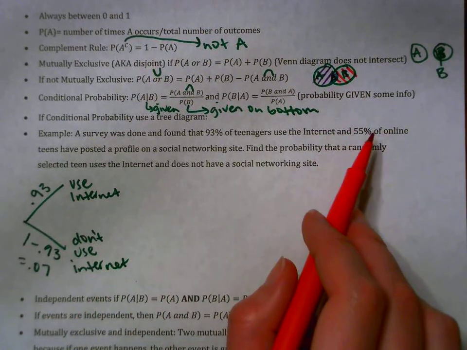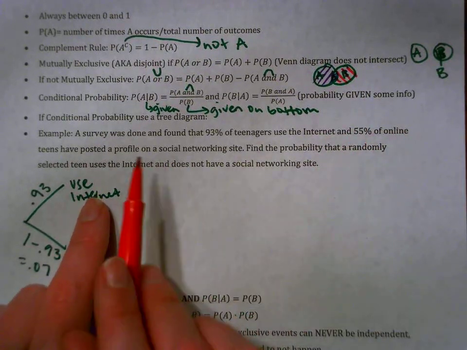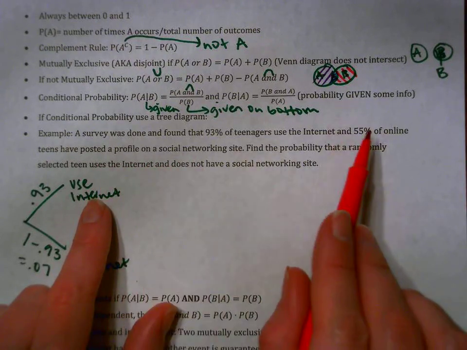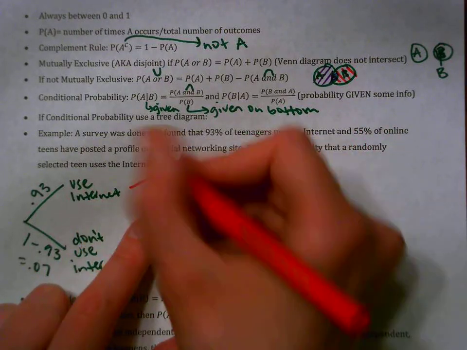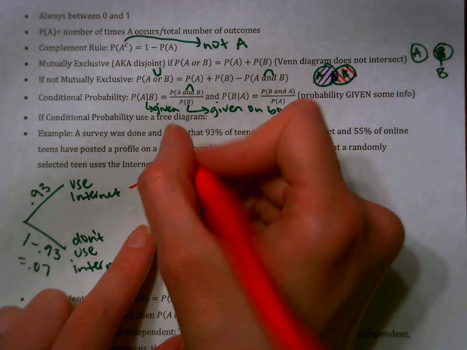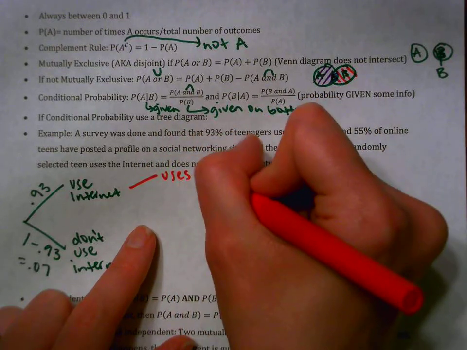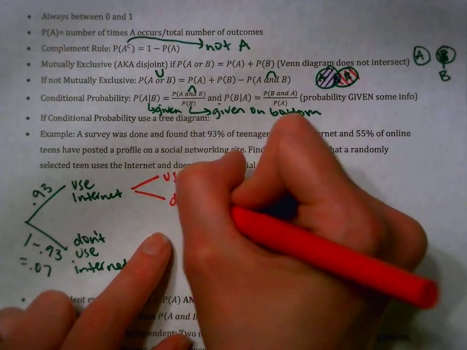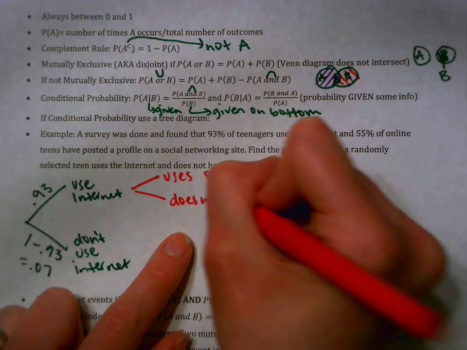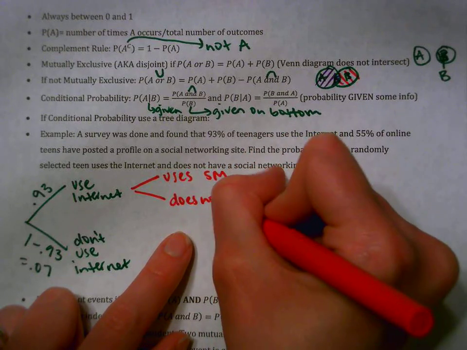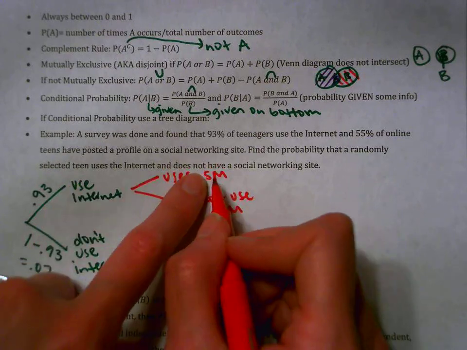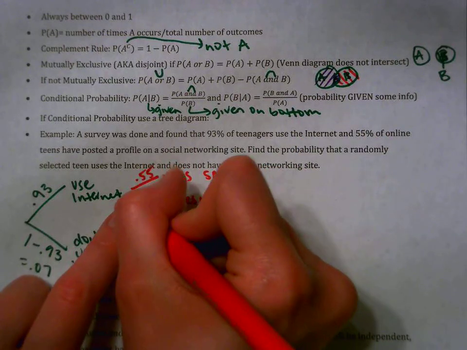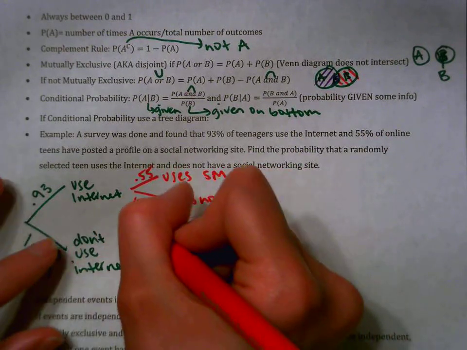Okay, so then from there, we know if they use the internet or not. If they're online, then the probability of posting a profile on a social networking site is 0.55. So I'm just going to abbreviate this. Uses social media, SM, or does not post a profile, does not use SM. And so the probability of using social media given that they're online is 0.55. That makes this one 1 minus 0.55, so 0.45.